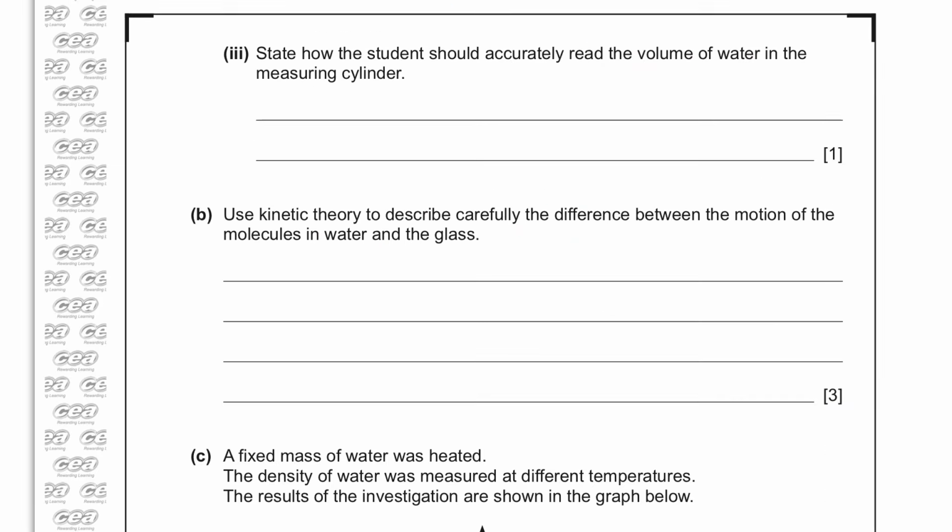State how the student should accurately read the volume of water in the measuring cylinder. Okay, so there's several things you're meant to do. 1. Place it on a flat surface. 2. Get your eye level with the water. And 3. Read to the bottom of the meniscus.